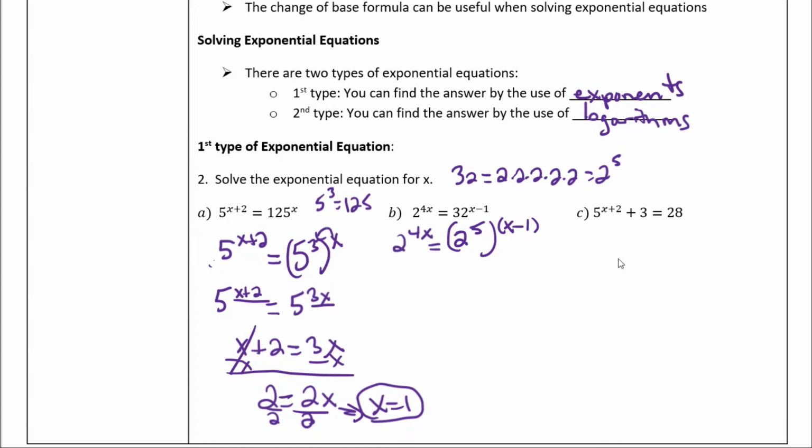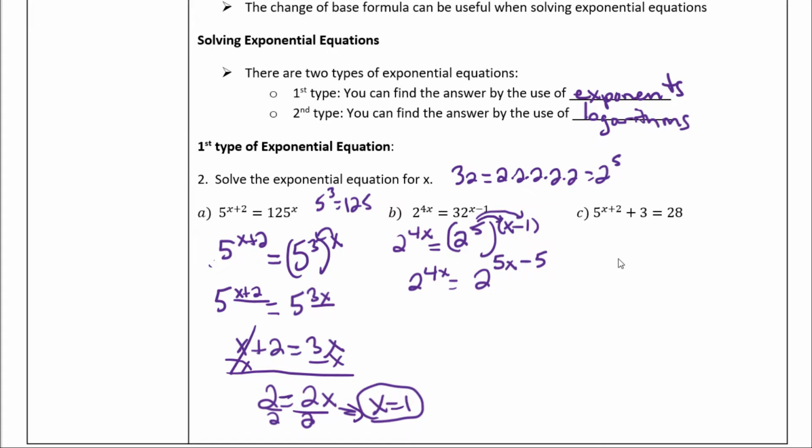So now they have the same base. Don't forget that you're going to multiply these. Power raised to a power, you're going to multiply or distribute that. 5. So we have 2 to the 4x. And this is the part that you've got to be careful with, the distributive. So you get 5x minus 5.